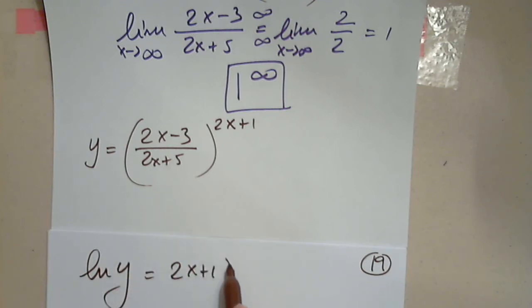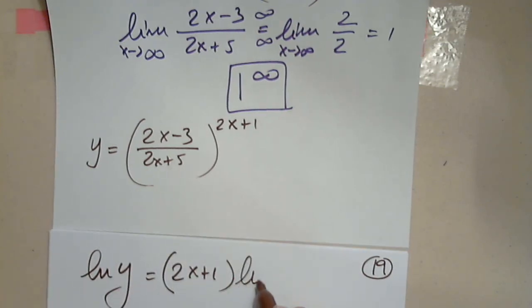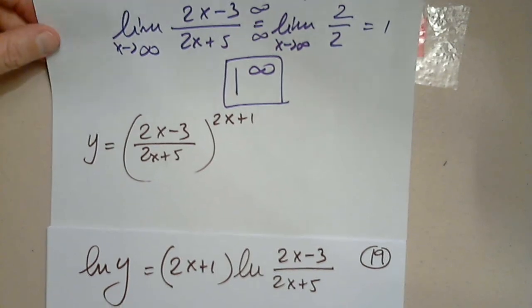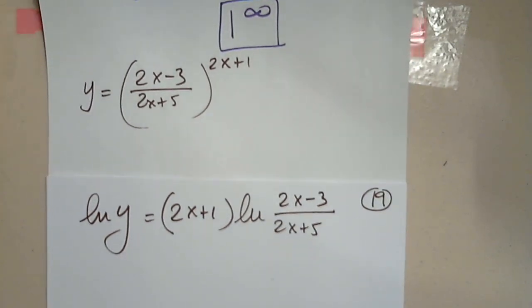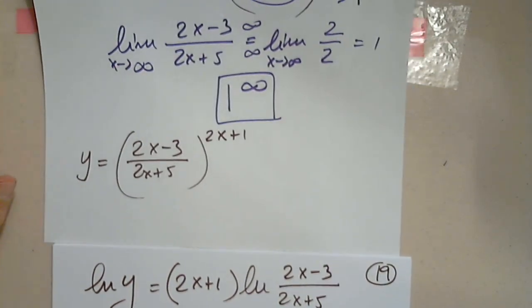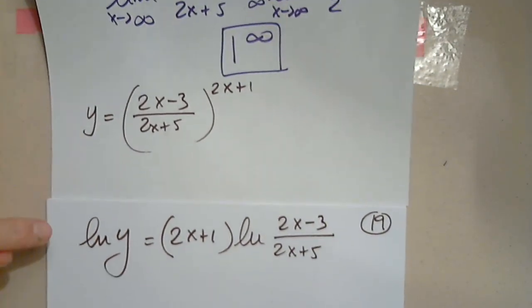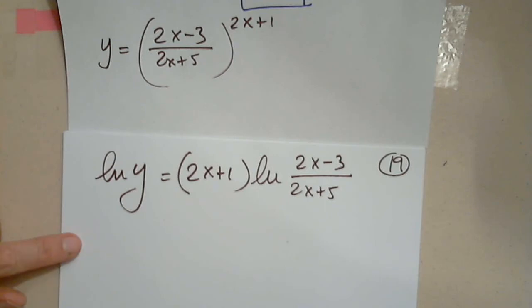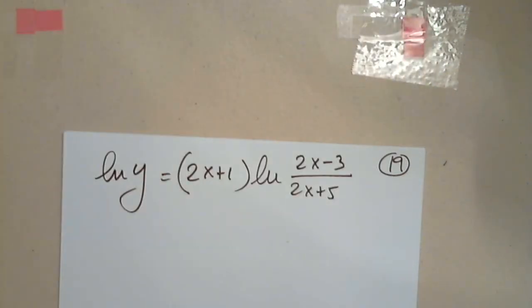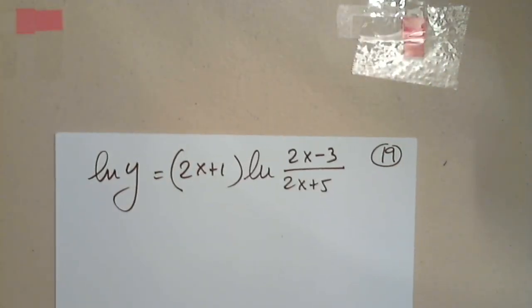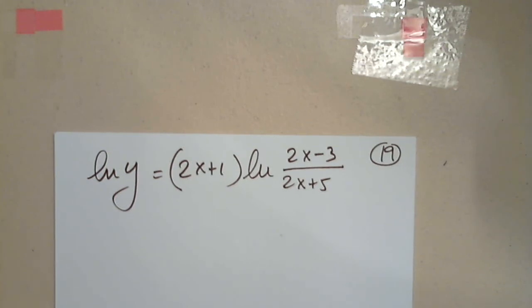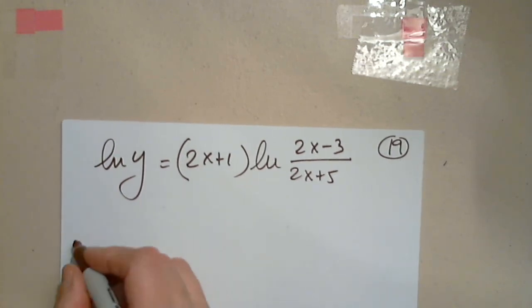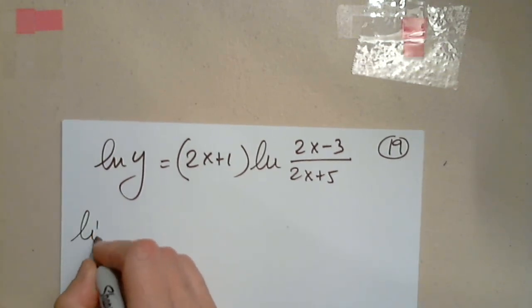Do not forget to put 2x plus 1 in parentheses and natural log of (2x minus 3) over (2x plus 5). And now we differentiate both sides. So first we denoted the function by y, then we apply natural log, and now we need to differentiate both sides. You know what I mean? I meant the limit, of course. This is not implicit differentiation, sorry.